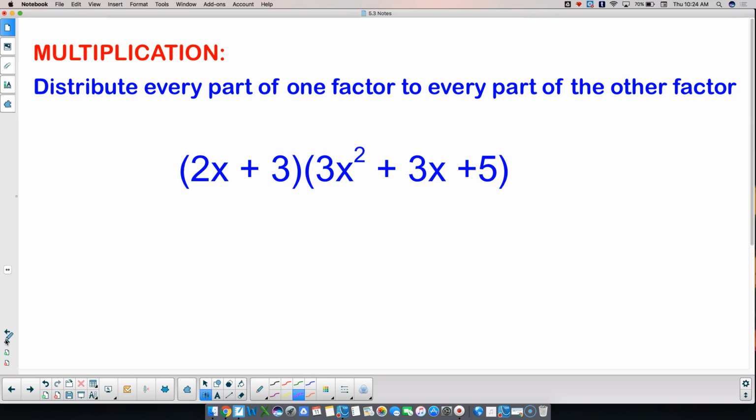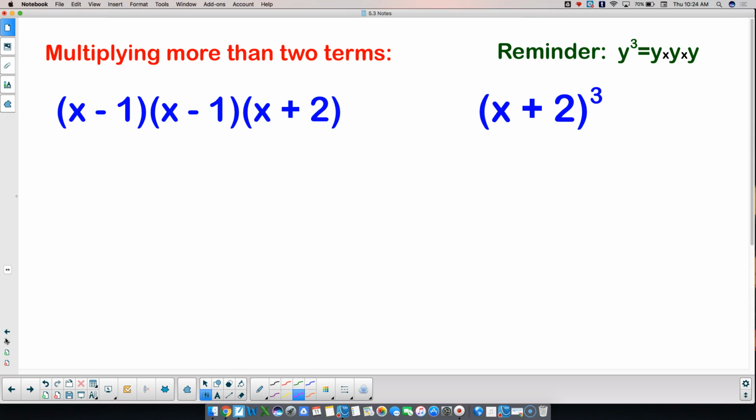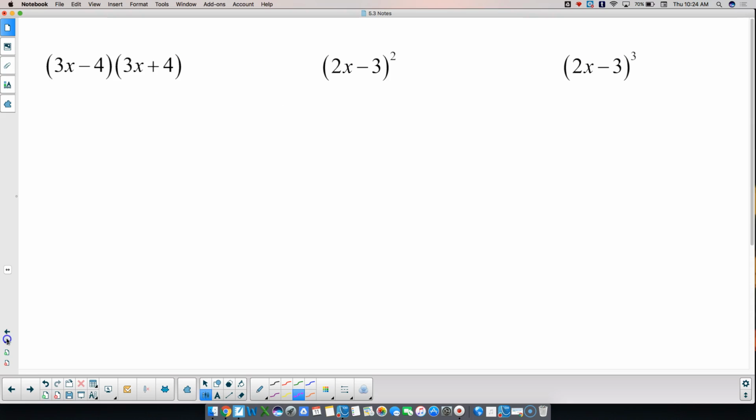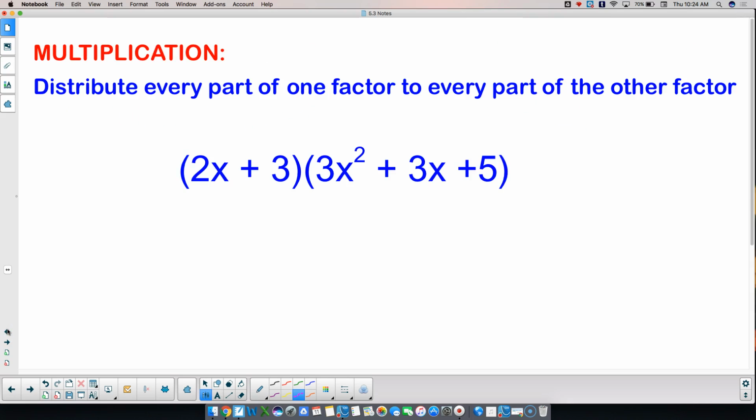Now, multiplication will come in many different forms. Sometimes you might have a binomial times a trinomial. Sometimes a binomial times a binomial times a binomial. Sometimes a binomial to a power. Sometimes a binomial times a binomial. We did all those already, okay? But all of them are done in the same way.